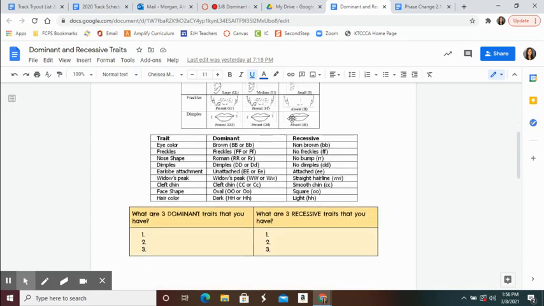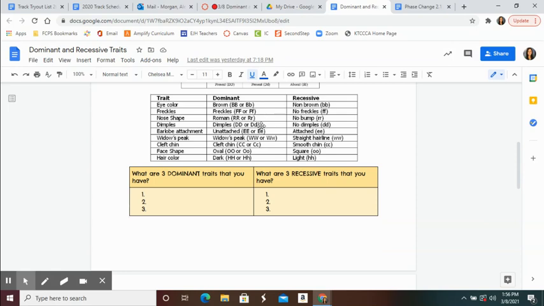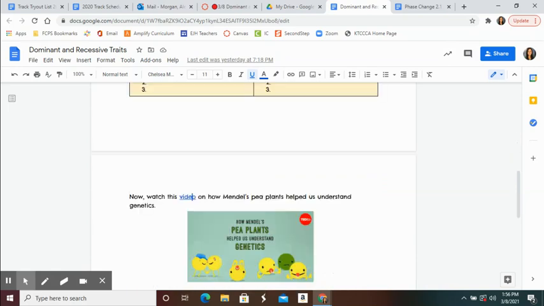I wanted you to take all this, look at these charts, watch that video clip, and then tell me 3 dominant traits that you have and 3 recessive traits that you have.